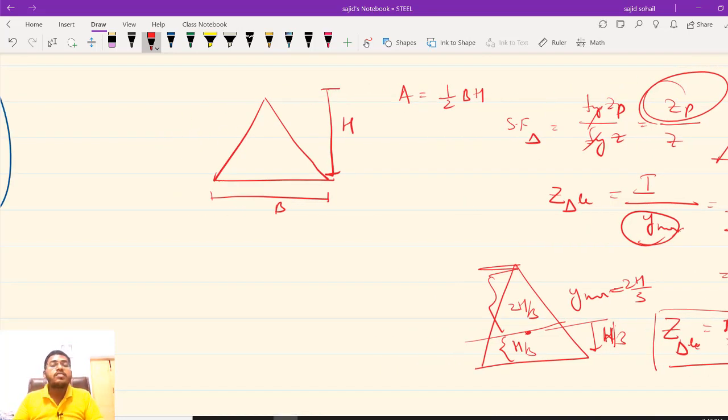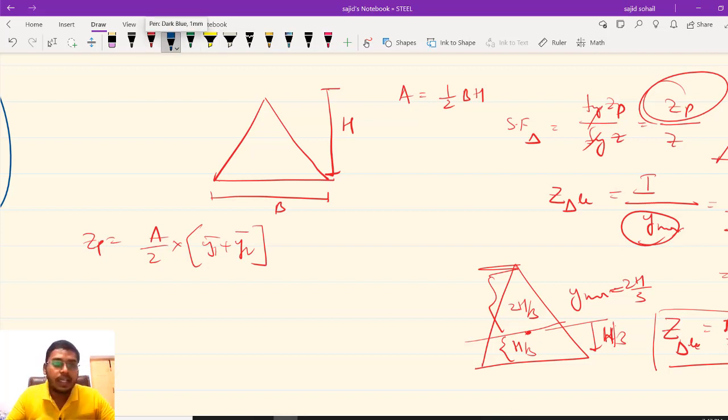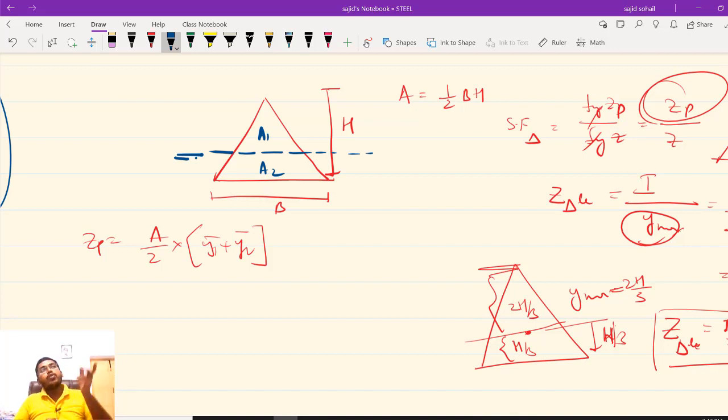So let us find out what is zp of this triangle. Very simple. What is your zp formula? A by 2 into y1 bar plus y2 bar. So first let us divide this triangle into two equal areas. Okay, so I have two shapes. Let us say this is a1 and this is a2, and I know a1 is equal to a2 is equal to a by 2, right?